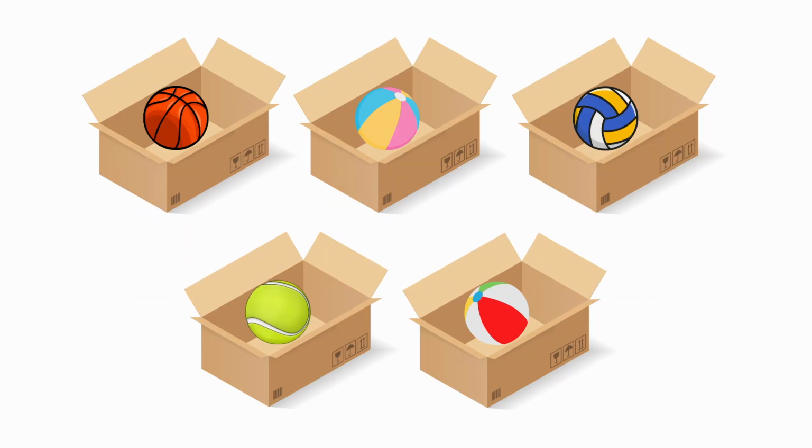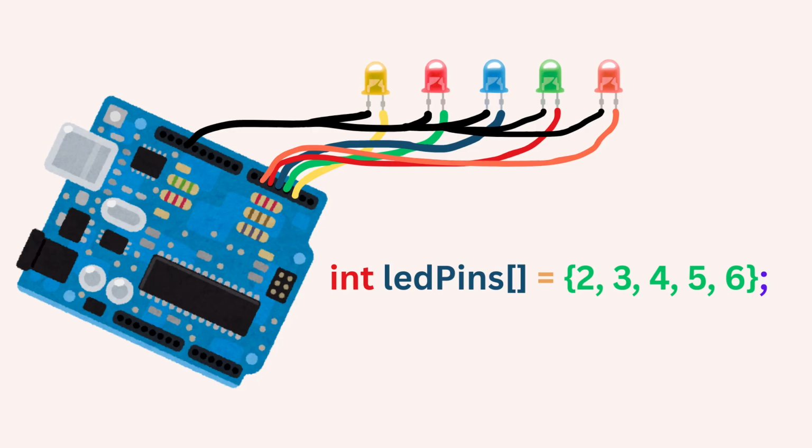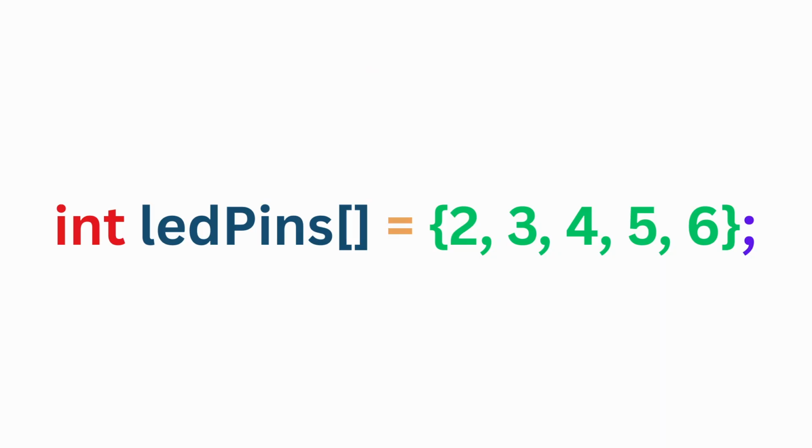An array is like a row of boxes, where each box holds one value and all the boxes share the same name. Instead of 5 variables, you can write the following. Now you have one variable, LED pins, that stores all 5 pin numbers in one place. As you may notice, arrays are super useful because they let you group related data together, write less code, and access items using an index number. This makes your code shorter, cleaner, and easier to manage, especially as your projects get more complex.